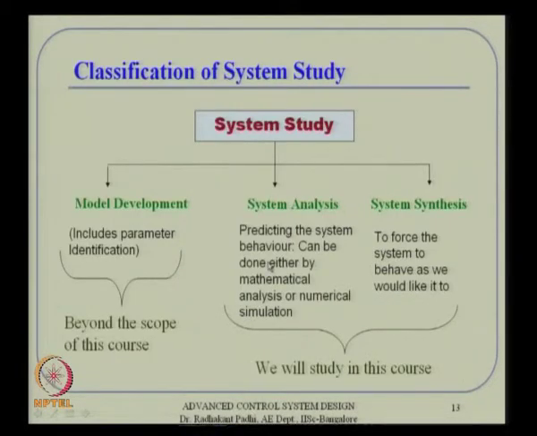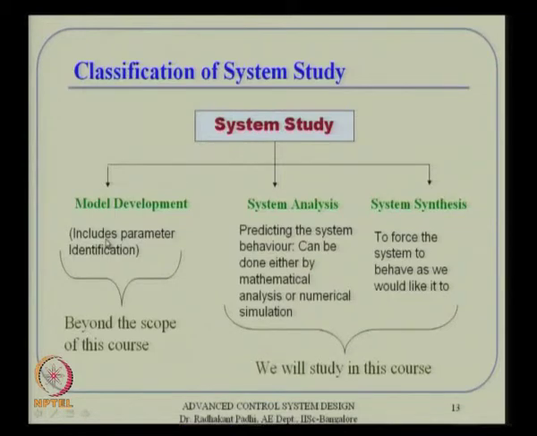Next, about system study. When you talk about studying a dynamical system especially, it can be classified into three parts. One is the model development, that is, once you have the model, a mathematical model, which actually includes parameter identification as well. Essentially, the laws of nature that we know, like F equal to ma, are universal laws. However, we really do not know the particular value of m for a particular system. So, that is the type of problem that you discuss.